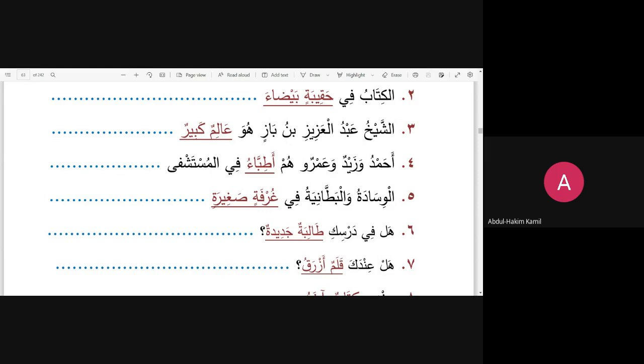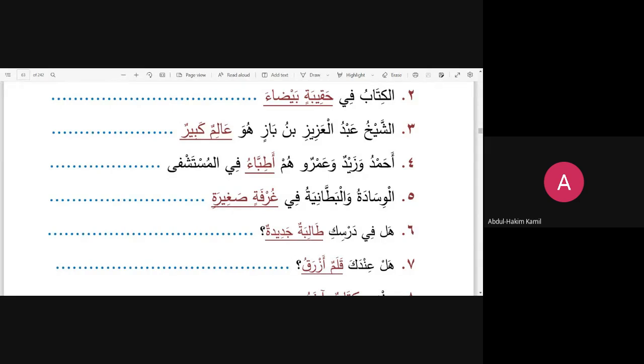How do you make something definite? What are the three ways to make something definite? I want the brothers and sisters online to answer this. Aleph lam, pronoun. Aleph lam, with pronouns. What else? Idafa, mashallah. Nice word. Na'am, idafa. I mean, connecting it to something ma'rifa. It has to be ma'rifa what you're connecting it to.